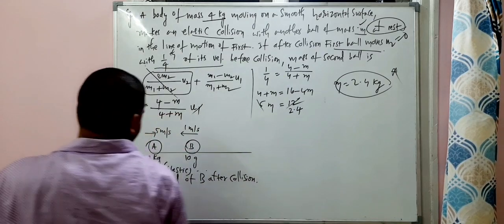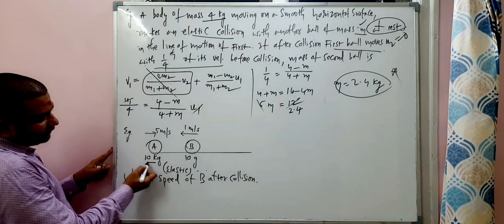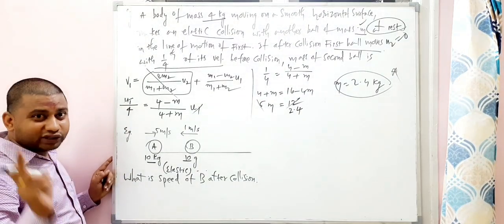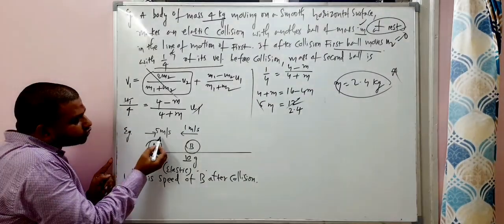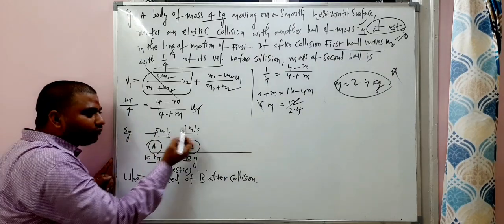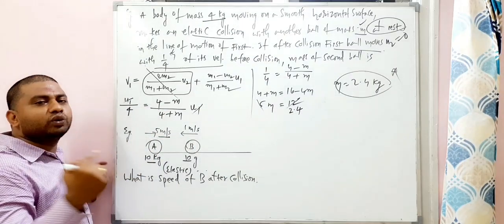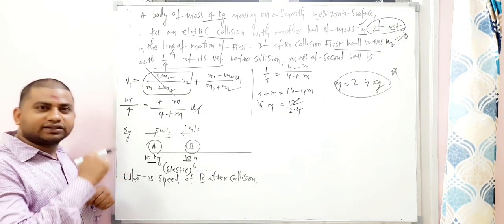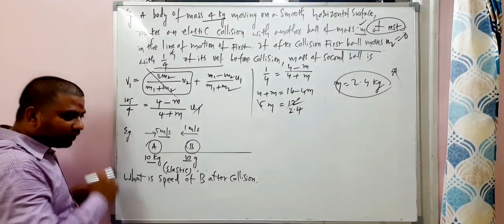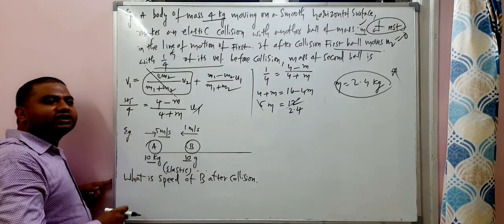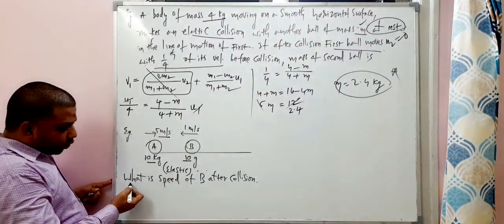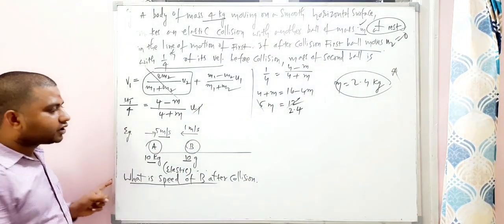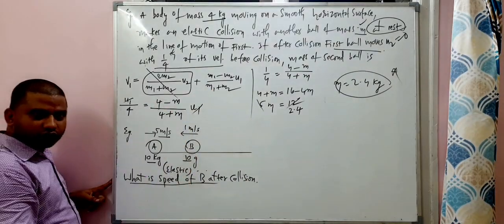There are two bodies. One is having 10 kg mass, the other one is having 10 grams mass. No confusion with the units. First body is moving with 5 meter per second and the second body is moving with 1 meter per second, and they are moving in opposite directions. Alright. And there is an elastic collision happening. The question is, what is the speed of the second body after the collision?